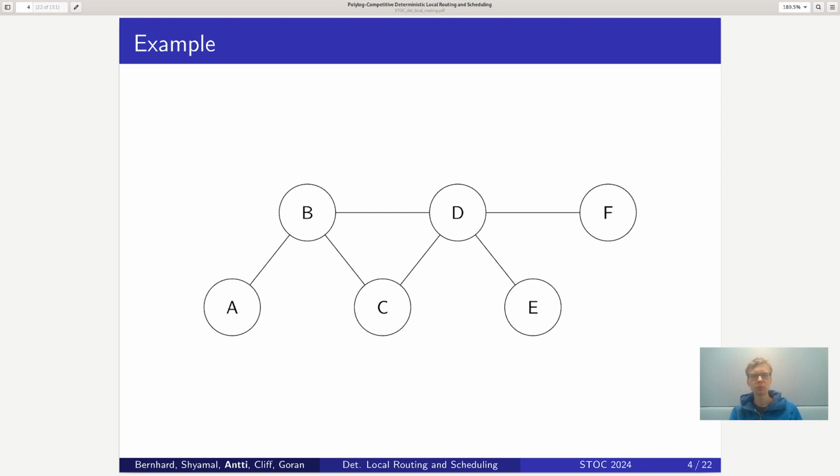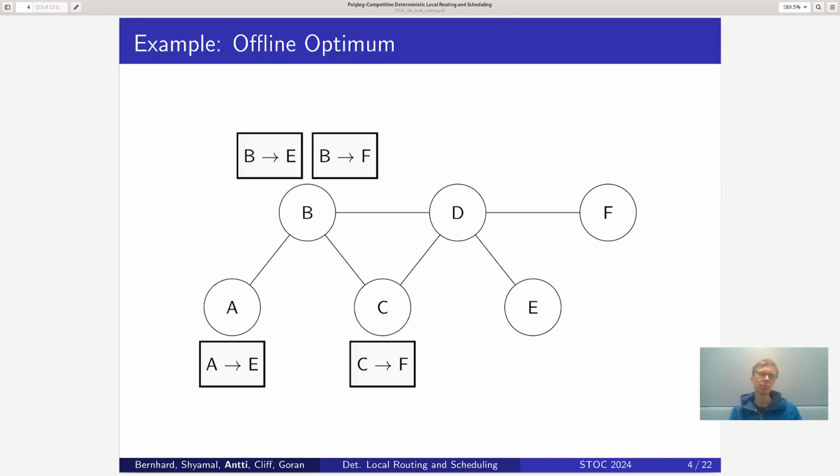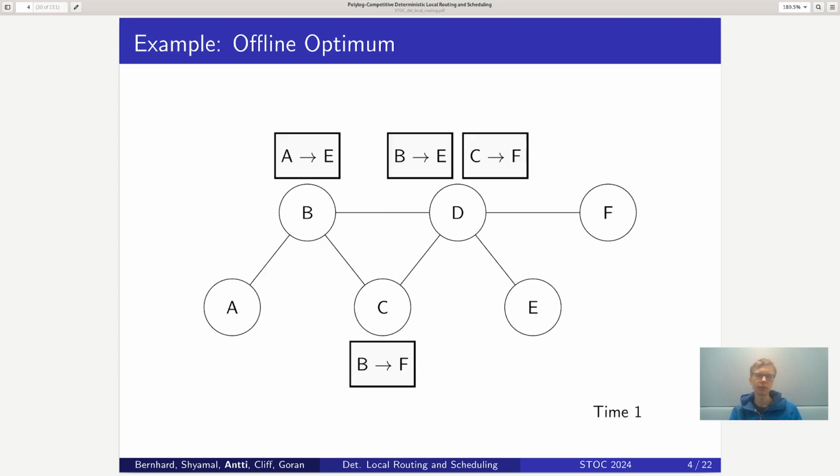Alright, so let's work through an example. So here's a graph, and here's a packet routing instance on the graph. We have 4 packets, one from A to E, one from B to E, one from B to F, and one from C to F. And what is the optimal completion time here? Well, it's 3 time steps. We can move the packets like this.